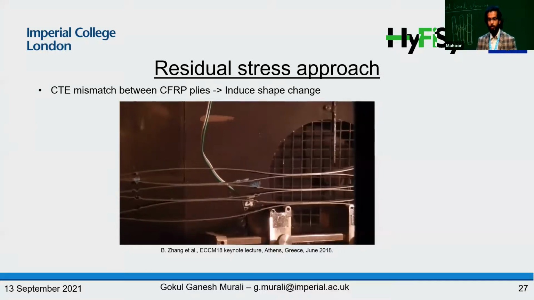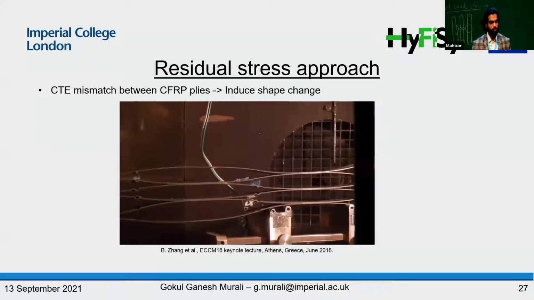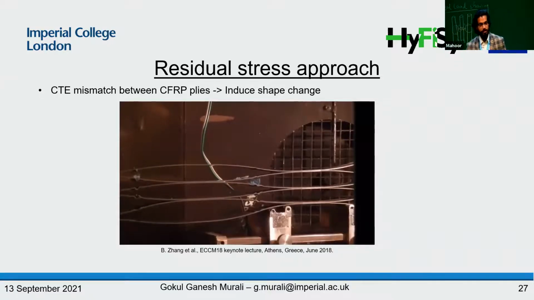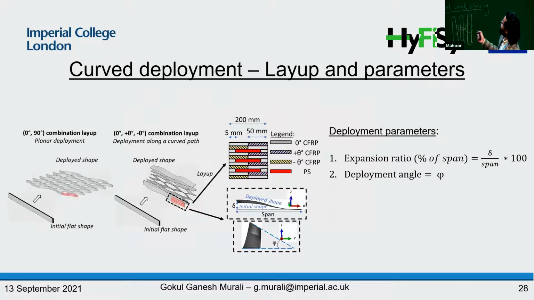Now, when we look at more practical structures, they're not just straight. In reality, structures have bends, they have curves. So what we need is to create some kind of deployable structure that is also capable of curvature. I will be talking about this in my conference presentation in a couple of days, so I'm going to just glance through these for now.